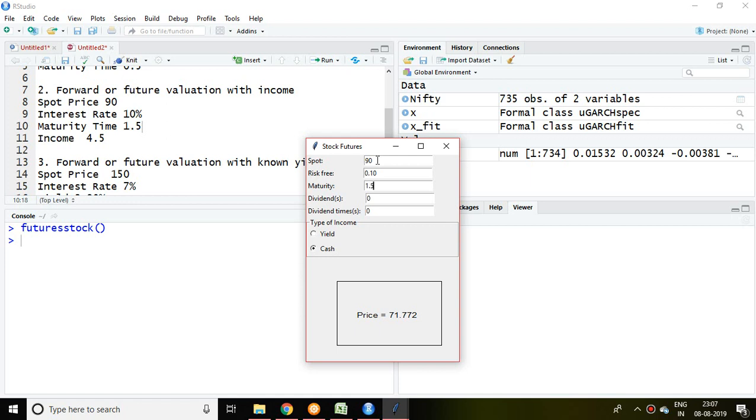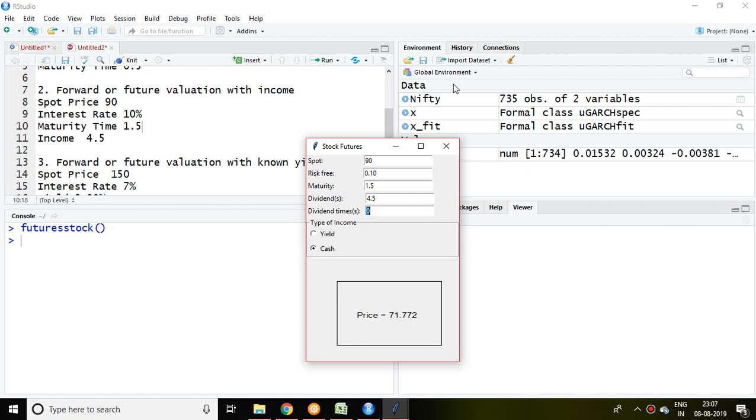maturity period is 1.5, and income is 4.5 rupees. So in this dividend, because we get dividend from a stock, we write here 4.5, which is dividend treated as income, then time is 0, and simply we press enter.